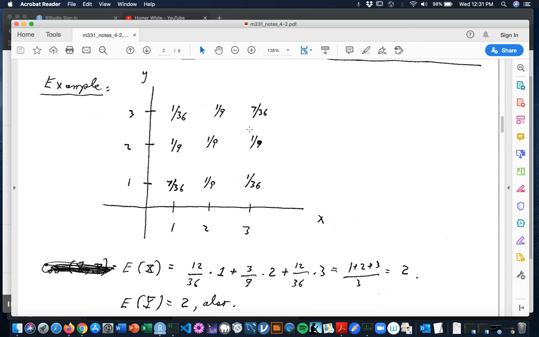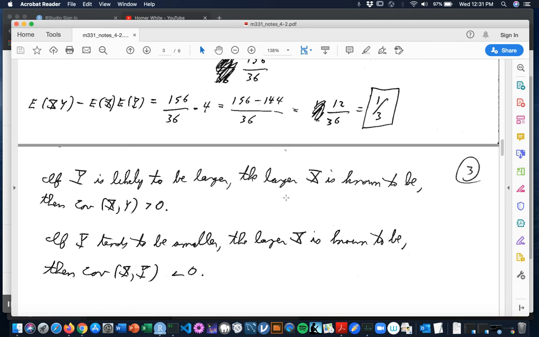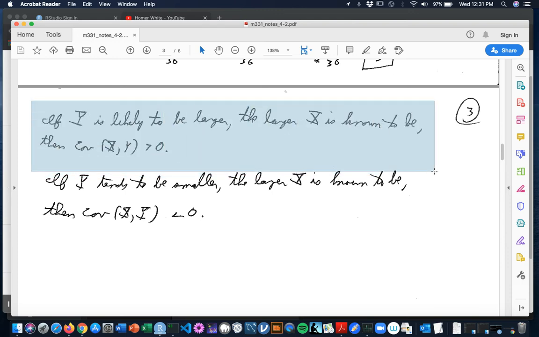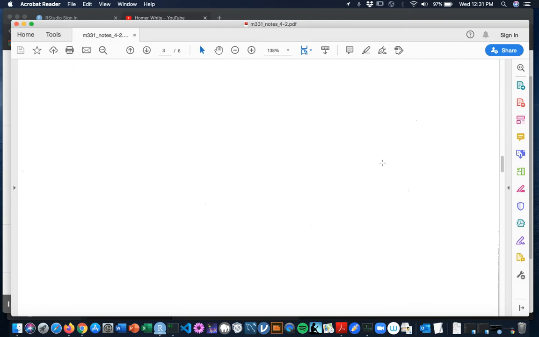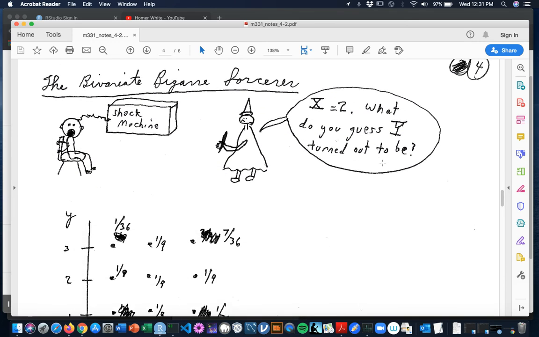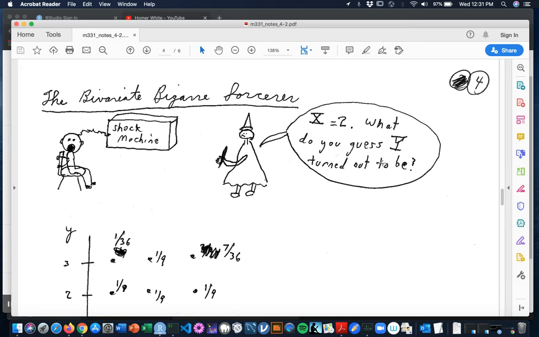So knowing that x was above average bumps up your estimate of what y is liable to be. It's going to be more likely to be 3 and less likely to be a 1. So there seems to be something to this. So now we've done a computation, let's try a more interesting problem.